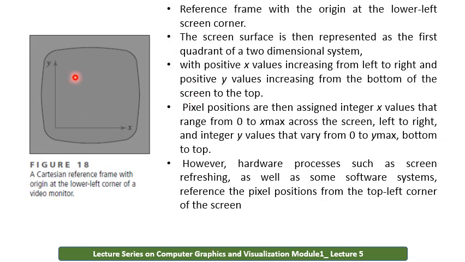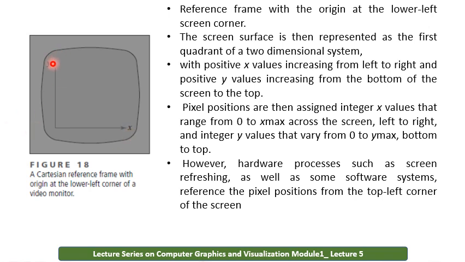So this is the Cartesian reference frame, this is the x-axis and this is the y-axis. If you consider an OpenGL application program, this is considered as the origin, this is the x-axis and this is the y-axis. The reference frame has its origin at the lower left of the screen corner. The screen surface is represented as the first quadrant. This is considered as the first quadrant, and if you extend the x-axis, this is the second quadrant. If you extend the y-axis downwards, this is the third quadrant and the fourth quadrant. In that way, the screen surface can even be considered in terms of four quadrants.